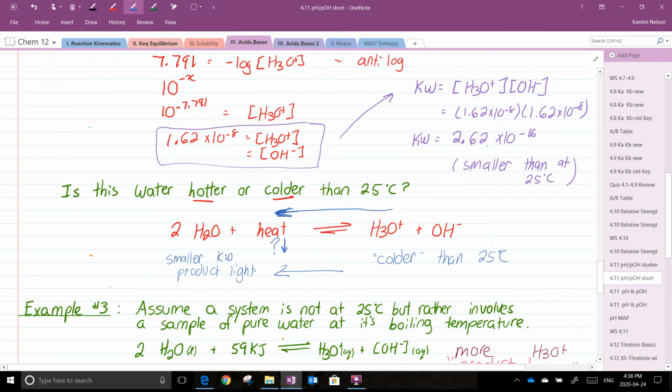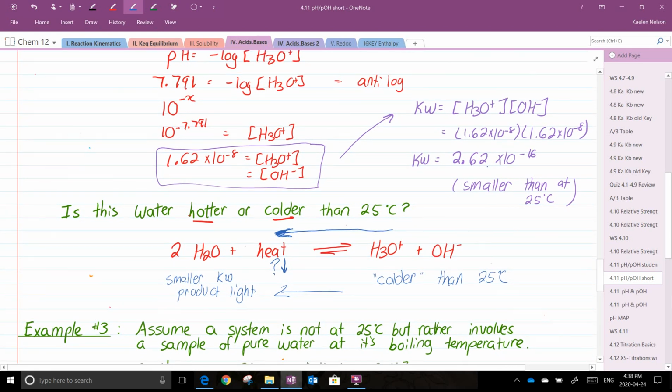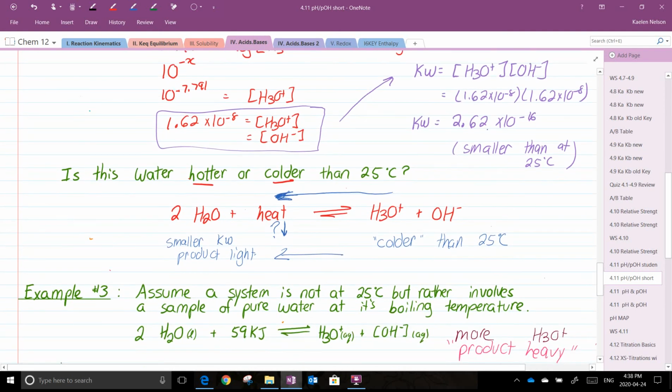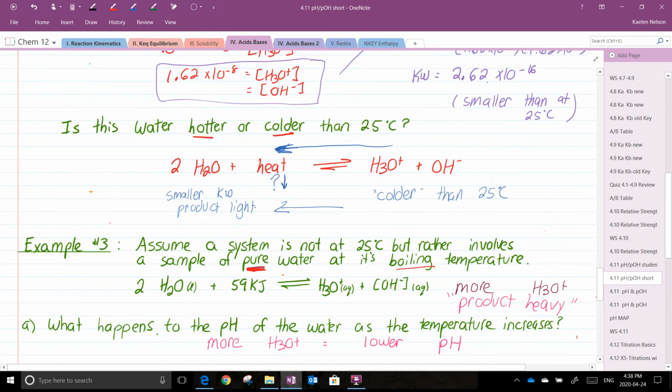Okay, and then my last one, I've done the example for you. I'd like you to try it on your own and pause the video and then scroll through to the answers, and I'll give you some hints here. So it says assume a system not at 25, so same kind of question. Involves a sample of pure water, so there's our hint again, our pure or our neutral. That's important. But it's boiling, which means we know it's going to be warmer. So to start with, I am going to do Le Chatelier. So I'm going to increase my temperature, and I'm going to shift this way. So I've written here that I have more H3O or I'm product heavy.